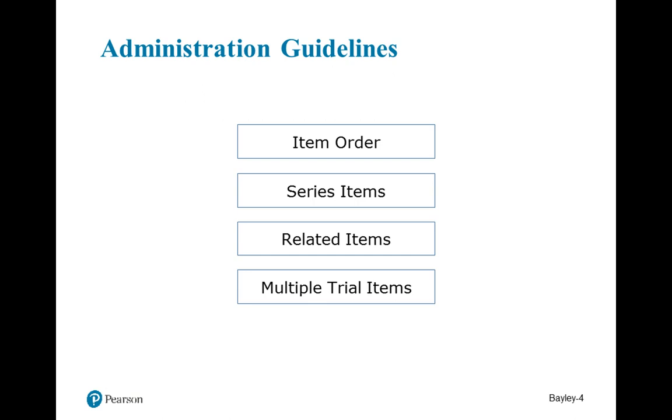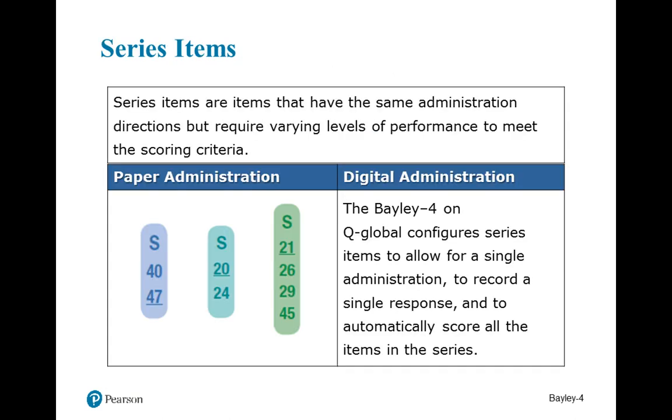And then multiple trial items. Again, those are required to make sure that you get the first ones and then continue on. And those are identified on the record form. So series items, like I said, have the same instructions, and they are indicated on the paper record form by these bubbles. So you know exactly if you, at 21, go ahead and administer 26, 29, and 45. That will allow you to put that toy away, put that manipulative away, and move on to the next series.